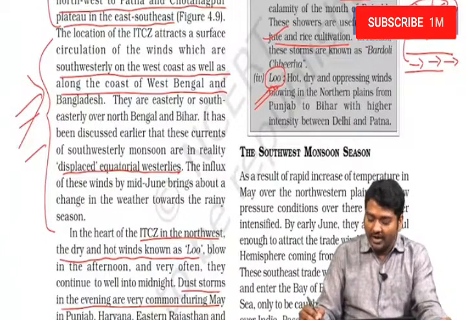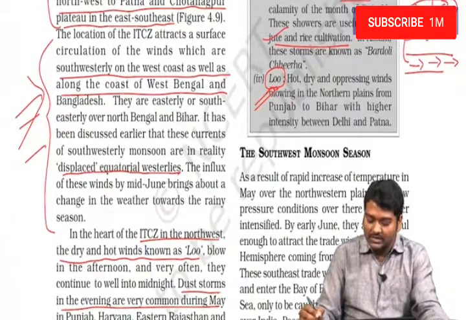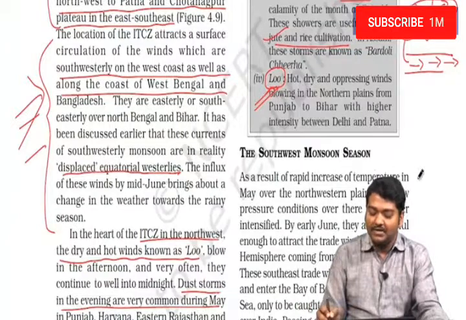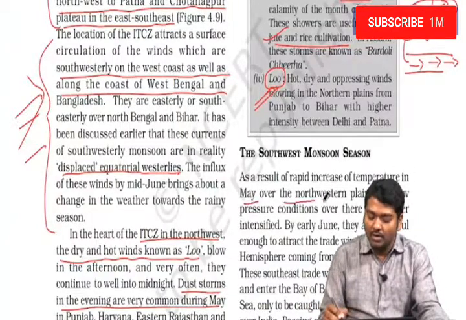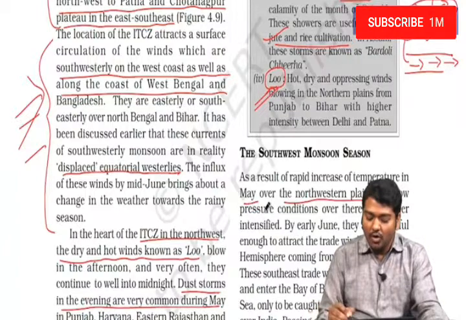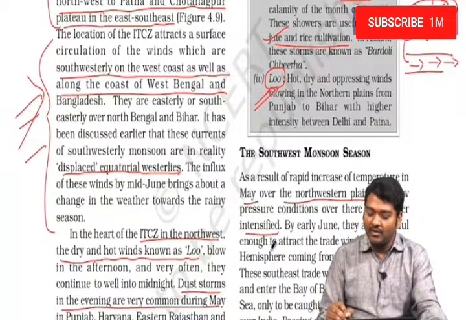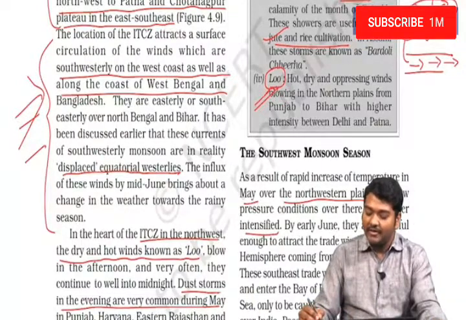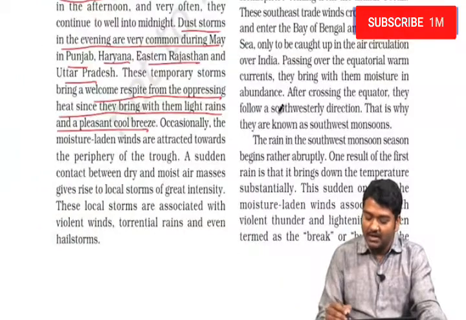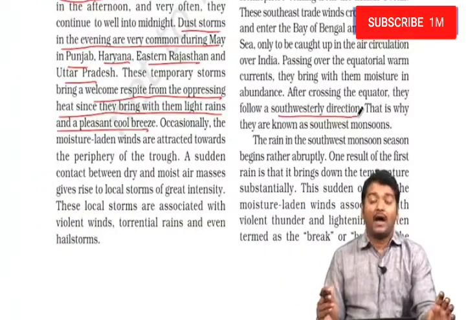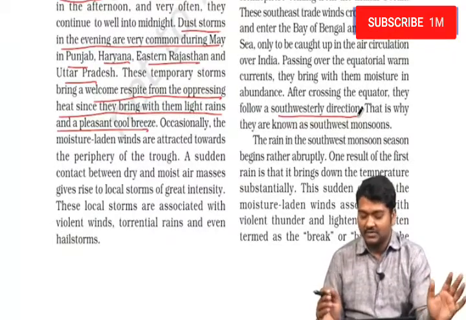Next, you are all aware of the southwest monsoon season. As a result of rapid increase of temperature in May over the northwestern plains, the low pressure conditions over there get intensified. We have seen this again and again. By early June, they are powerful enough to attract the winds from the Indian Ocean. After crossing the equator, they become southwesterly. I have repeated this at least some 20 times.